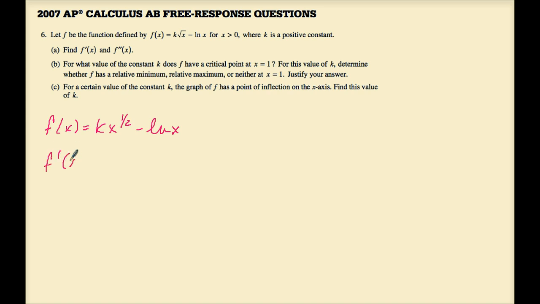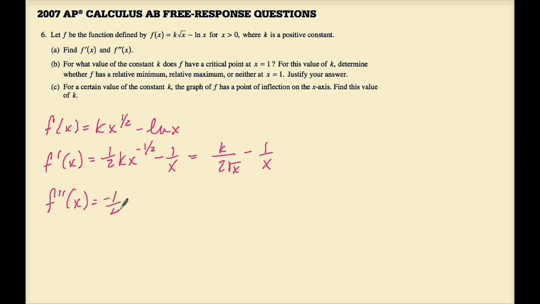Therefore, f prime of x will be 1/2 k x to the negative 1/2 minus 1 over x, which can be written as k over 2 square root of x minus 1 over x. Now let's take the second derivative. That's going to be negative 1/4 k x to the negative 3/2 plus 1 over x squared. This can be rewritten as negative k over 4 x to the 3/2 plus 1 over x squared.